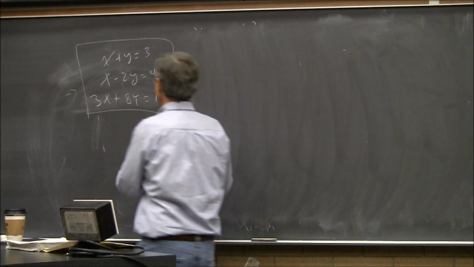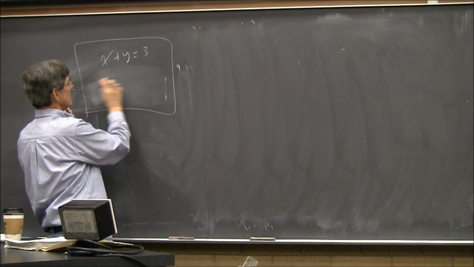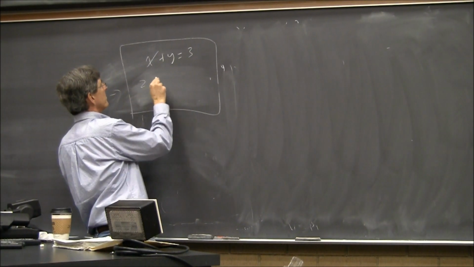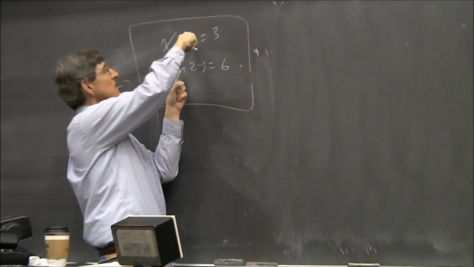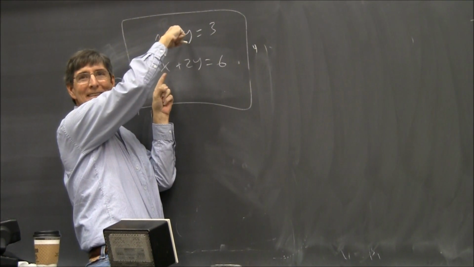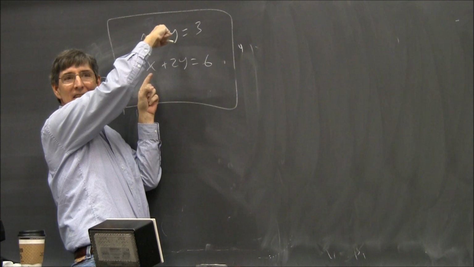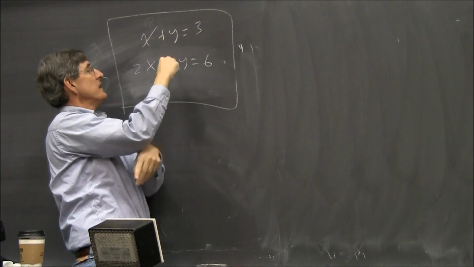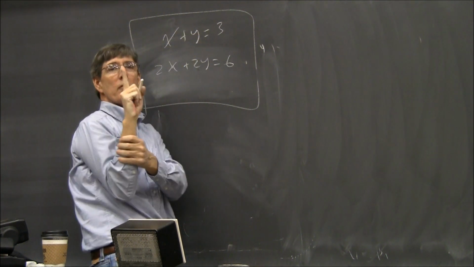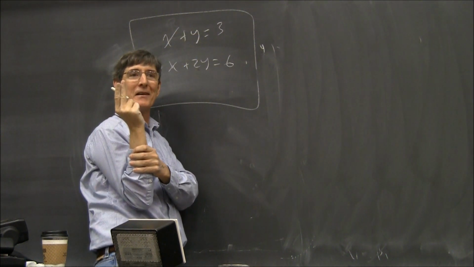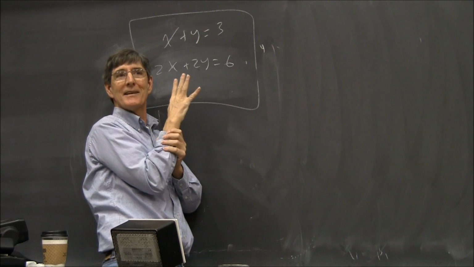See, what can happen here? These are not different equations. This one, if I multiply this equation by 2, I get this one. So I just divide this by 2, I get back here. So I really only have one equation and 2 unknowns. But it looks like 2 equations.